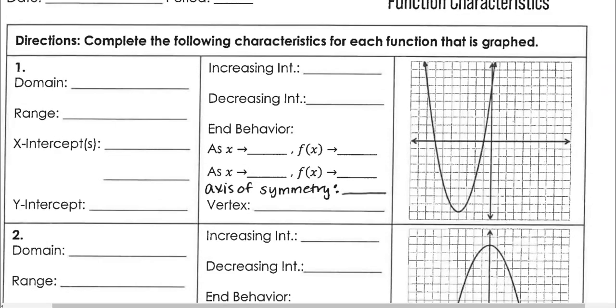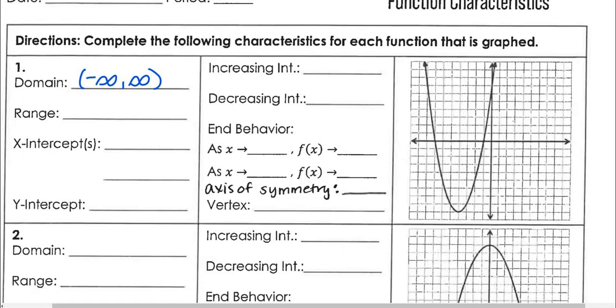Parabolas have a turning point that changes direction going up and down. The left and right though goes forever, always. So our domain will always have an x as low as negative infinity and as high as positive infinity, meaning it's going forever both ways. It's never going to stop moving left and right. That's true for every single parabola. Every single domain will be all real numbers from negative to positive infinity.